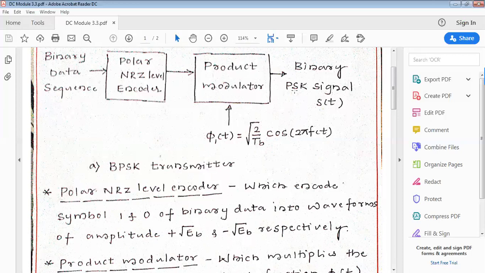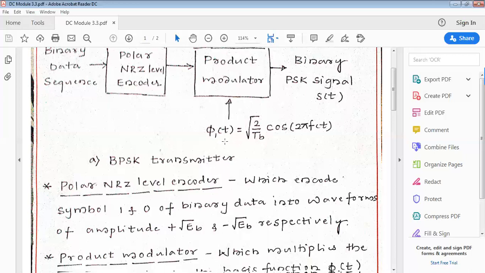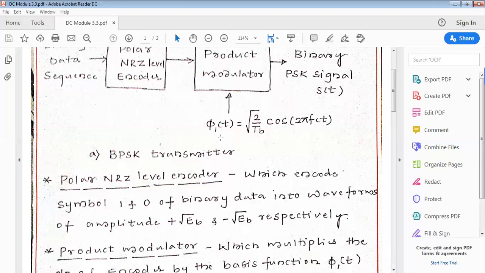And what is that S1 of t? How to get S1 of t? S1 of t is obtained by multiplying the amplitude level for binary symbol 1, that is square root of EB, with this phi1 of t. So S1 of t is equal to square root of EB into phi1 of t, and S2 of t, which has a 180-degree phase shift, is minus square root of EB for symbol 0, multiplied with the same basis function phi1 of t.